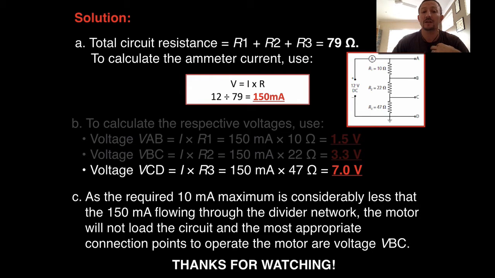And the final question asks us to talk about what would be the appropriate position to place a 10 milliamp motor which is working on 3 volts. Well, the best one's going to be VBC because it's 3.3 volts. So you're going to get maximum output there. You can't put it through AB because you're only giving out 1.5 volts, and 7 volts is too big. So 3.3 volts will be just about enough to go through a 3 volt motor. The current doesn't matter there because it's 10 milliamps. Okay, the overall current is a lot larger. So as you can see there.